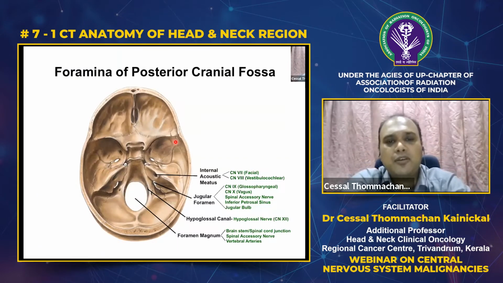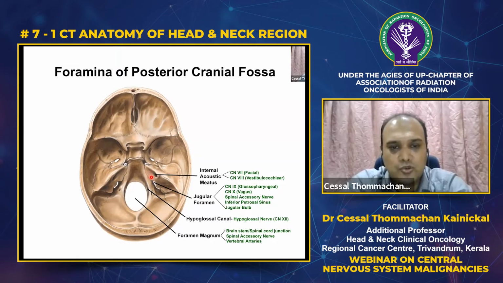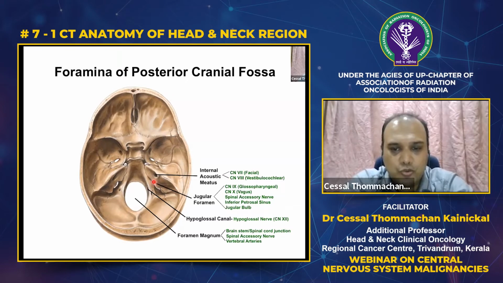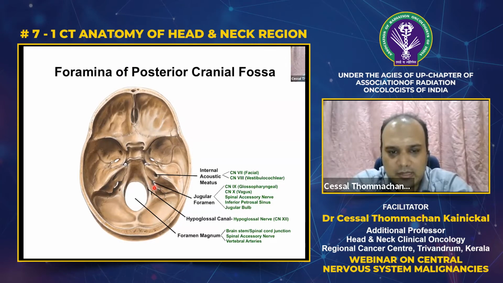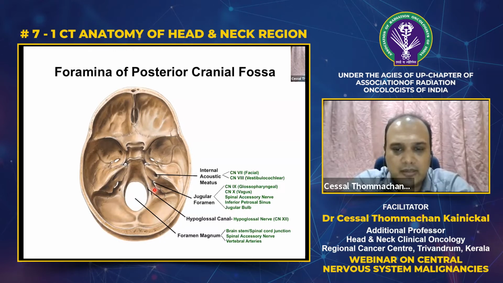Now coming to the foramina of the posterior cranial fossa, you have the internal acoustic meatus. You know that this transmits the 7th and 8th cranial nerves, that's the facial nerve and the vestibulocochlear nerve. Then the jugular foramen. I have already shown that, but I will take it in detail because it has 2 compartments, a nervous compartment and also a vascular compartment. This jugular foramen transmits the 9th, 10th, and 11th cranial nerves and also the internal jugular vein.